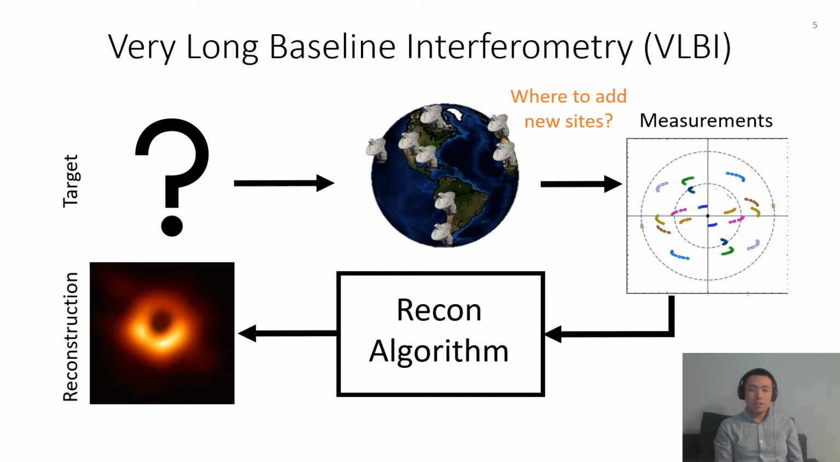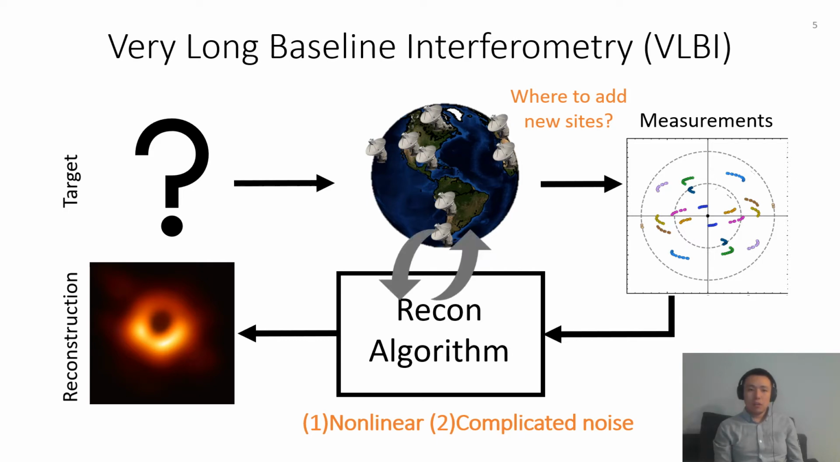In many linear reconstruction problems, the optimal sensor selection could be analytically solved based on the compressed sensing theory. However, for computational imaging problems with a nonlinear forward model or complicated noise, such as in the case of VLBI imaging, this is not trivial. The telescope selection highly depends on the reconstruction algorithm. So here, we propose to tackle the computational imaging sensor selection by a joint optimization of the sensing system and the reconstruction method.